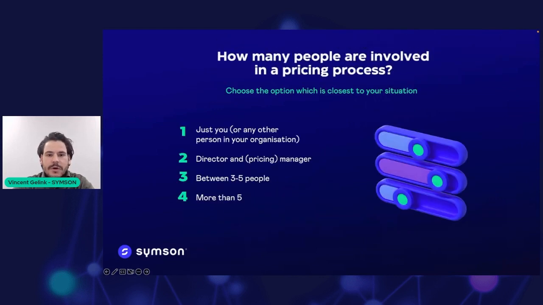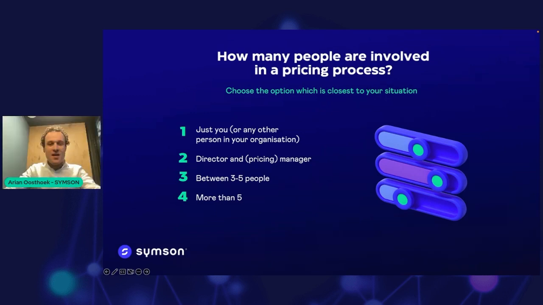All right, and now we go to a poll, and my colleague Arjen will take over the poll. How many people are involved in the pricing process? That's the question we would like to ask you. Is it just you? Option 1. Is it option 2, director and pricing manager? Option 3, between 3 and 5 people, or option 4, even more than 5 people?